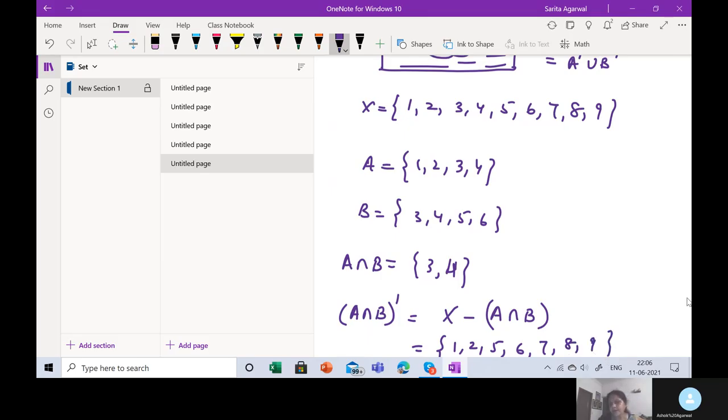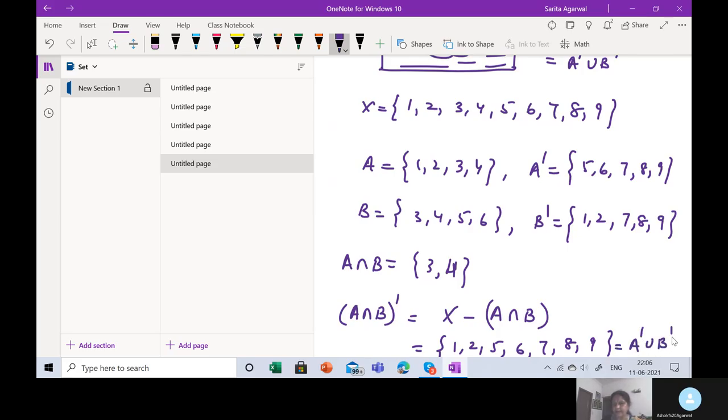What is A complement? A complement is X minus A. So A complement is 5, 6, 7, 8, 9. What is B complement? B complement is 1, 2, 7, 8, 9. So the union of these two is 1, 2, 5, 6, 7, 8, 9. So this is A complement union B complement.